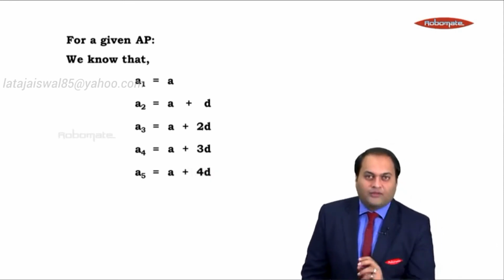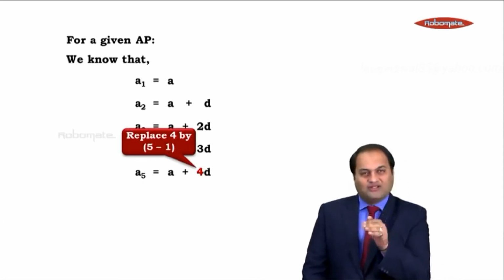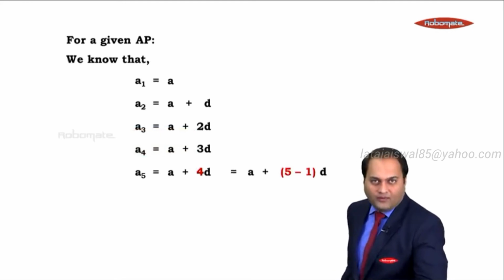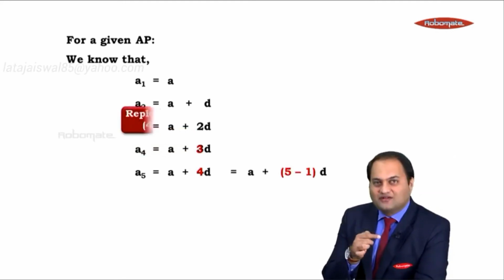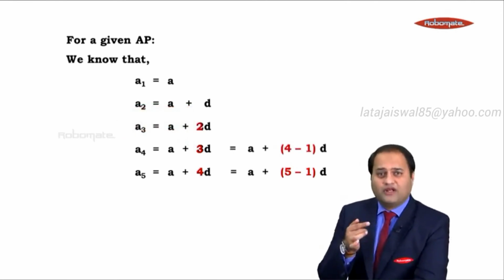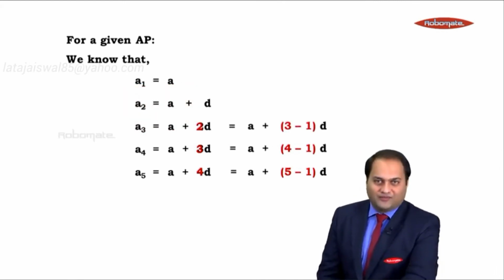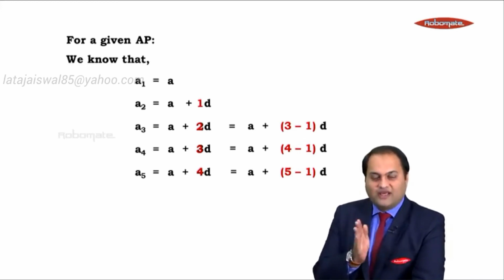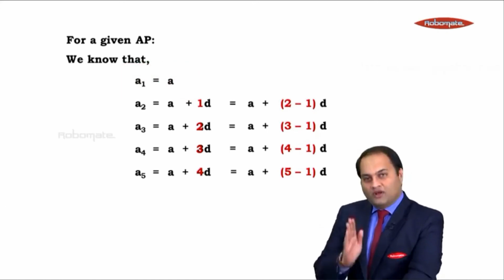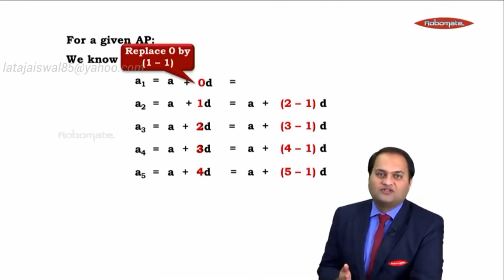Now understand what we are doing. 4D can also be written as 5 minus 1, so let us write this as A plus 5 minus 1 into D. Clear? Similarly, 3 can be written as 4 minus 1, so write this as A plus 4 minus 1 into D. Similarly, 2 can be written as 3 minus 1, so write this as A plus 3 minus 1 into D. Similarly, this is A plus D, that's A plus 1D, and 1 can be written as 2 minus 1, so it's A plus 2 minus 1 into D. A1 is A, there is no D, so can we say it is 0D, which can be written as A plus 1 minus 1 into D.